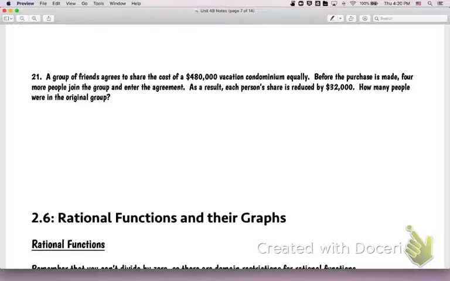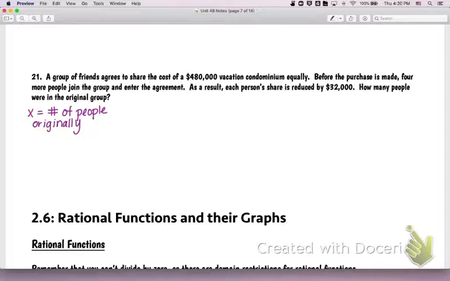Remember, we always want to start by identifying our unknown. That's what's going to drive our equation. So the question wants to know how many people in the original group. So that's what I want to let X equal. X equals the number of people originally. Or you could say the original number of people, however you want to specify that.